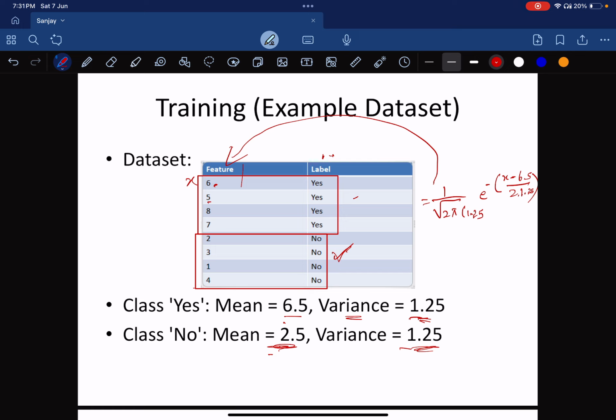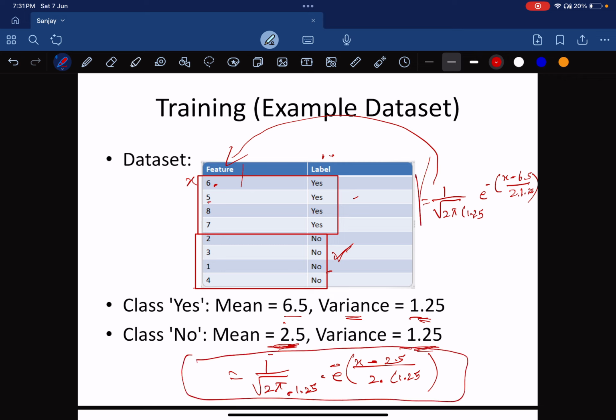For the No class label, there is another formula. I will write here 1 by square root of 2 pi, the variance is the same, 1.25, into e power minus, x minus the mean 2.5, divided by 2 into 1.25. The x is the input. I have already told that this function will return the density near that new data point. The only thing we need in this equation is a data point x. If we have the data point, we can tell how much density is there, or for simplicity, we can say the probability.